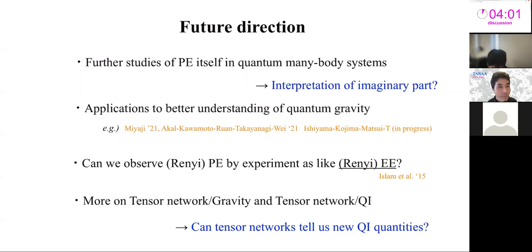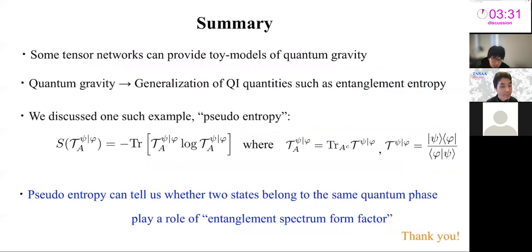Also, it's very nice to observe pseudo entropy by experiment, like the linear entanglement entropy. And as I have already mentioned, since quantum gravity features a quite similar structure to tensor networks, it can tell us some interesting generalization. Can tensor networks also tell us something new about quantum information theoretic quantities? If you are interested, I'm very happy to discuss this direction. So let me stop here.